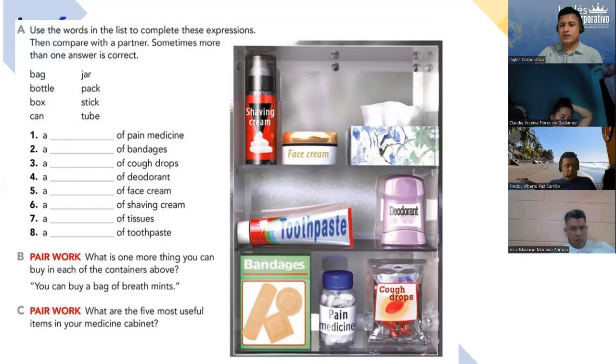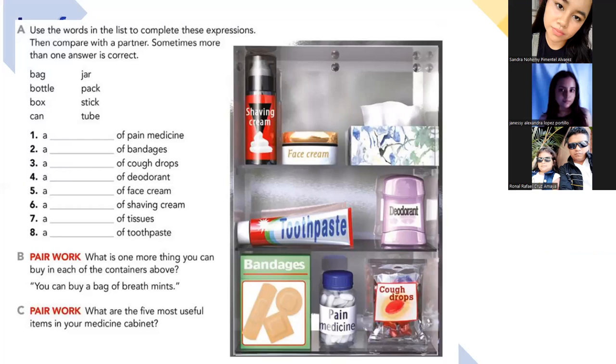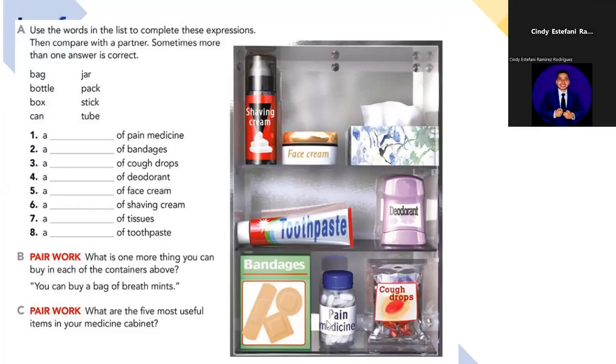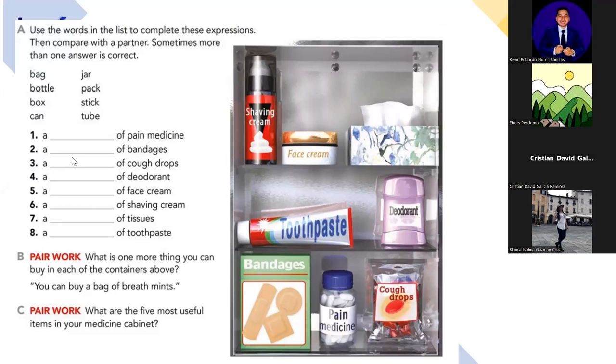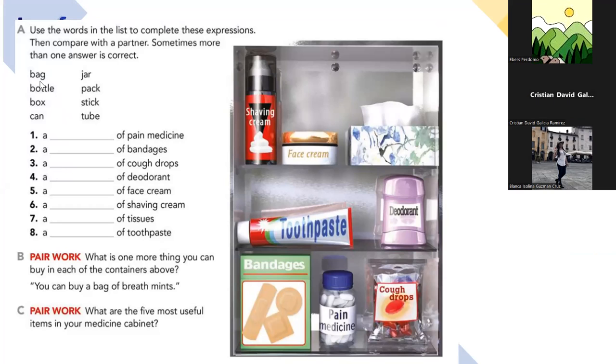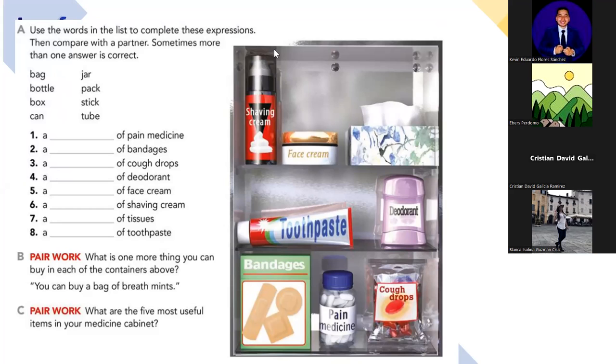We can have different containers depending on the products, right? So we're gonna have those here. For example, pain medicine. What is the container that we use here? A bottle. Exactly, right. You can have a bottle, very good. What about bandages? A box. A box, exactly.